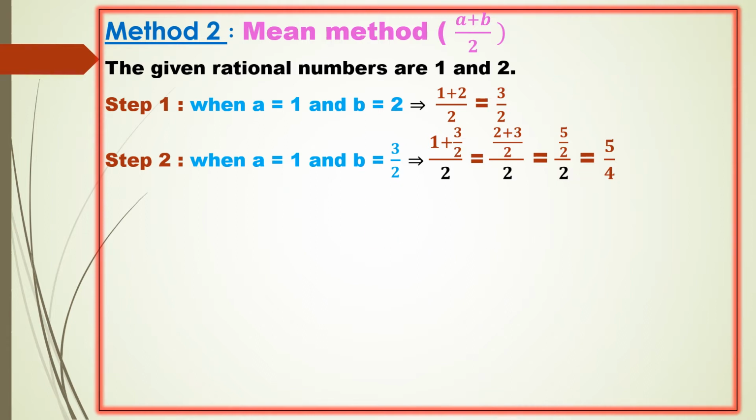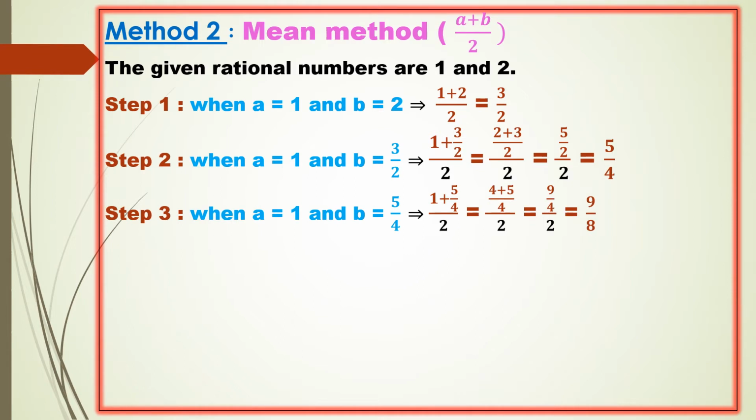Okay. So in the next step, a is 1 and b equal to 5 by 4. Same procedure: you should take the LCM here, and 9 by whatever this denominator is, it will be multiplied with this one, so 9 by 8.